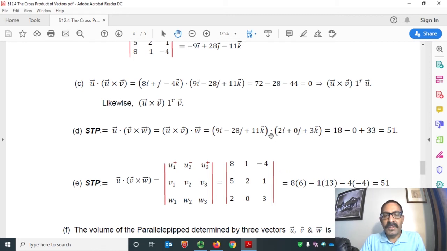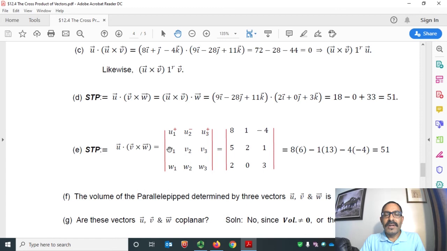Then take the dot product, multiply the corresponding components and add them. So I'm multiplying 9 times 2, 18, minus 28 times 0, 0, plus 11 times 3 is 33. And then 18 plus 33 is 51. Another way to compute the scalar triple product is using this 3 by 3 determinant.